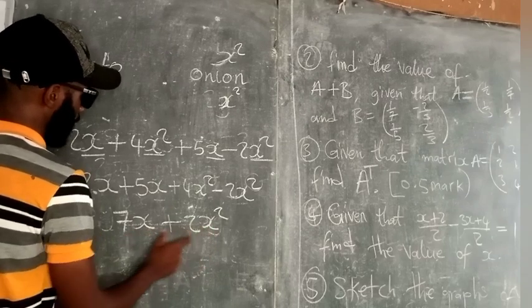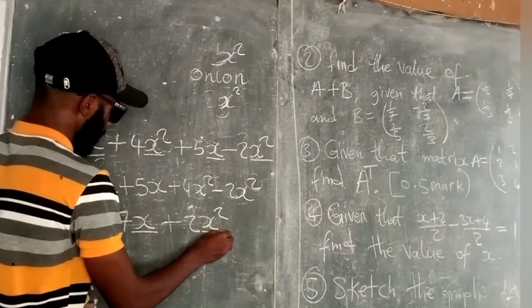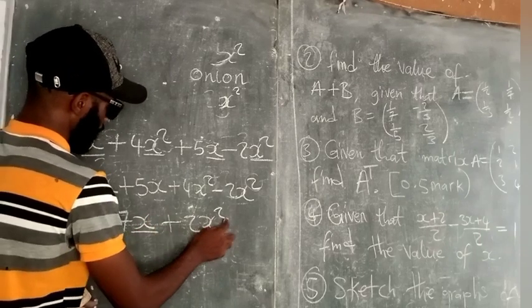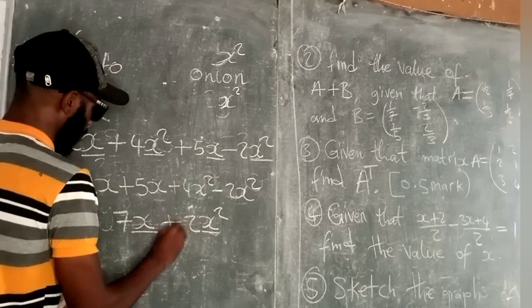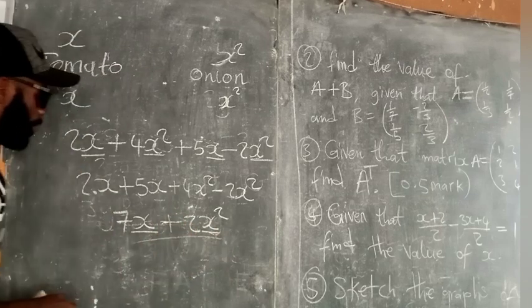Here we cannot add this because you see this x is not the same as this one. This x has power 1, but this x has a square. So they are completely different. We cannot add them and we cannot subtract them. So this is the final answer.